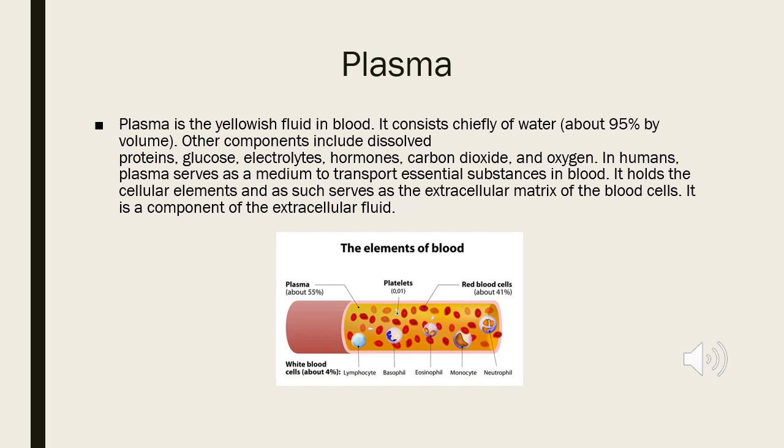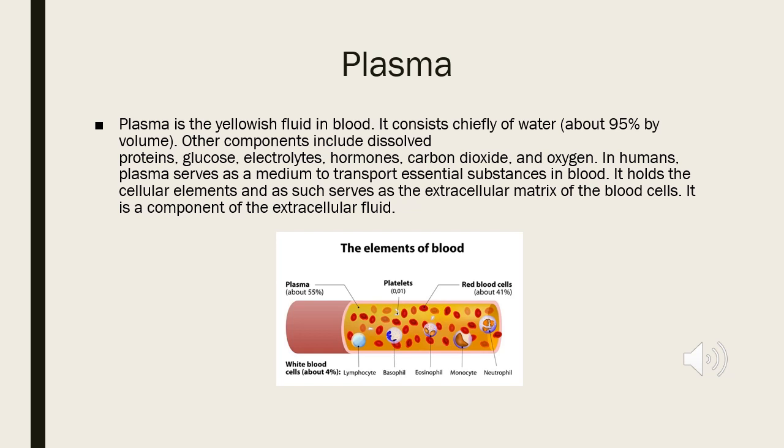Plasma is the yellowish fluid in blood. It consists chiefly of water, about 95% by volume. Other components include dissolved proteins, glucose, electrolytes, hormones, carbon dioxide, and oxygen.